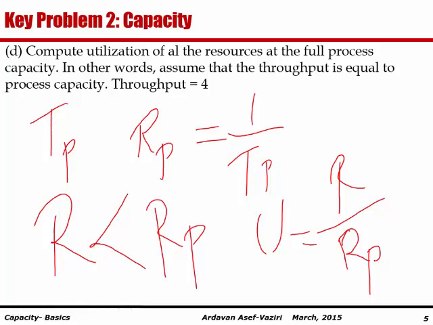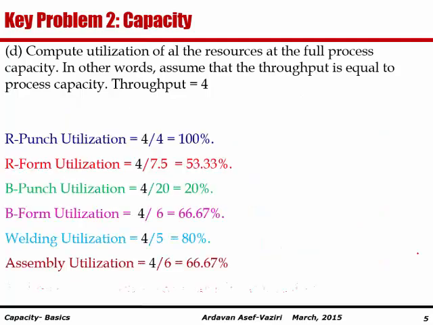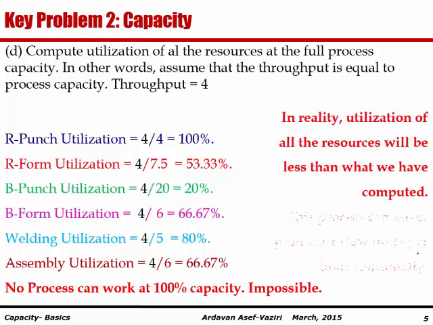We can also talk about something called safety capacity. Safety capacity is the gap between RP and R. Safety capacity is absolute, the gap between RP and R. Utilization is relative, the ratio of R to RP. We have utilization of all resources.